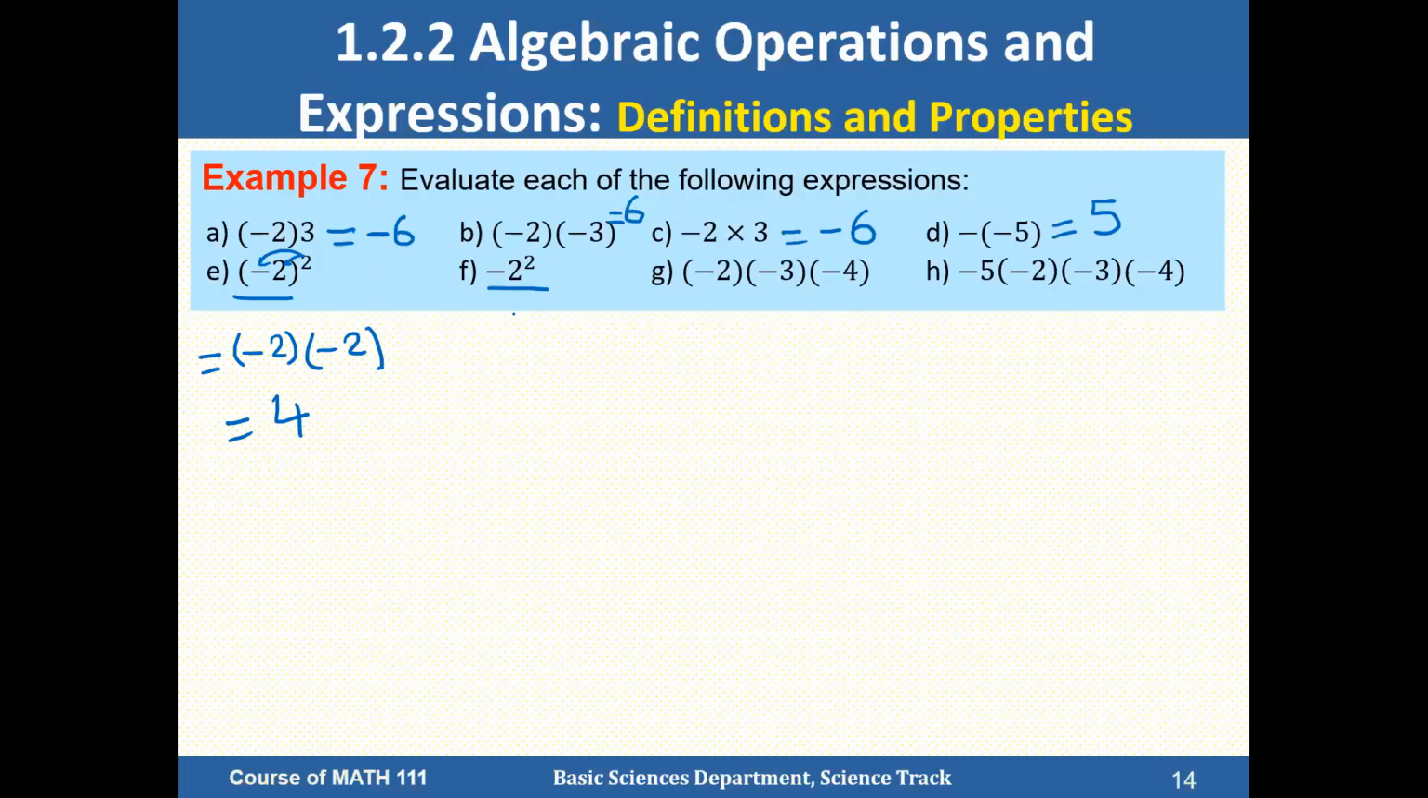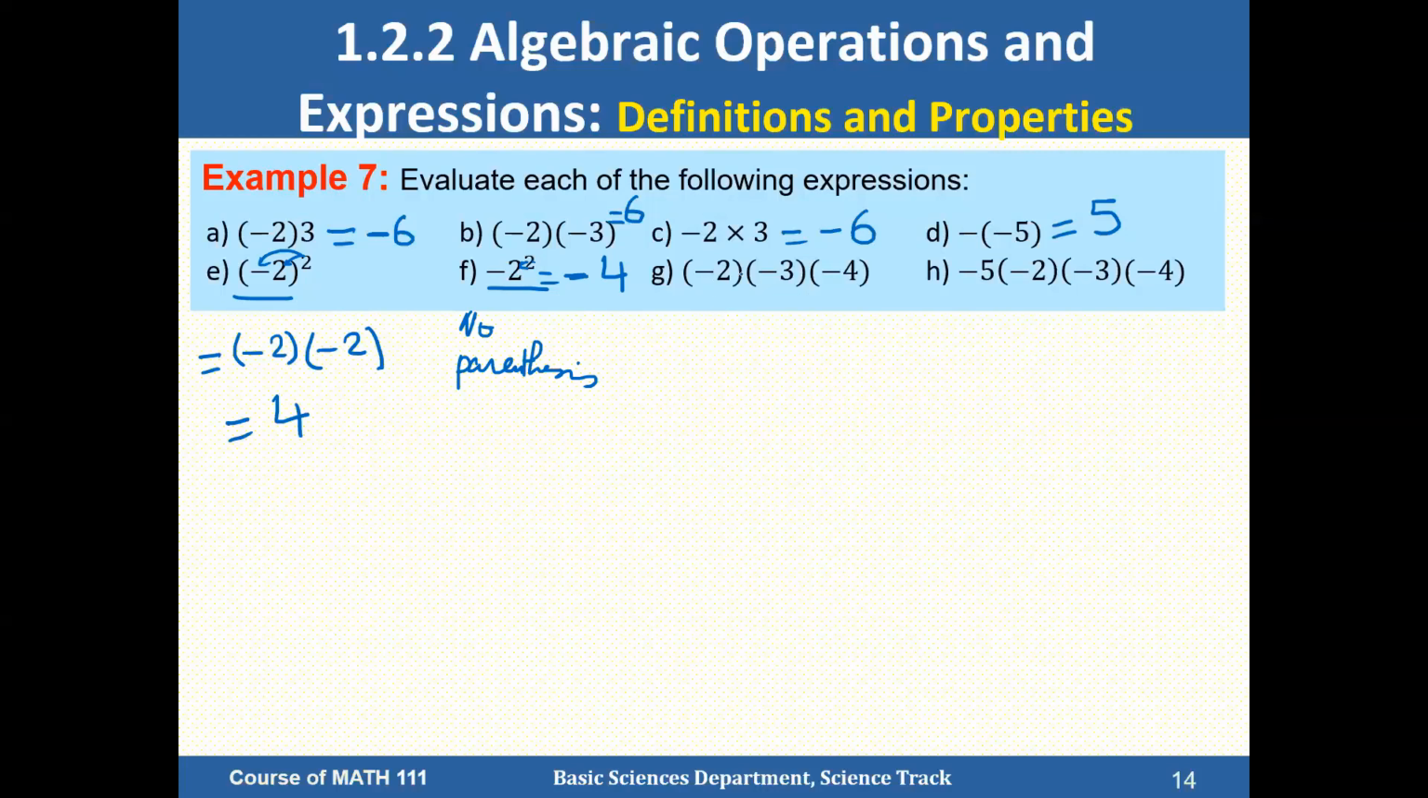But in this example, there is no parenthesis. Here, no parenthesis. What does it mean? It means squaring applies to 2 only. It's negative 2 squared. The negative is not squared, 2 squared is 4. So this equals negative 4 and this equals 4. So be careful. The parentheses are important. They usually play an important role in algebraic expressions.